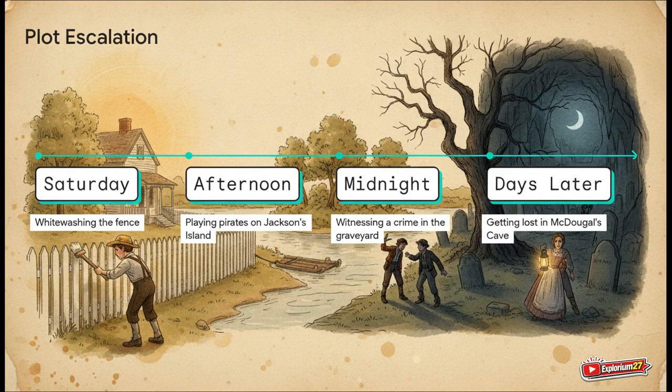But that innocent childhood play is completely shattered at midnight when the boys witness a terrible crime in the graveyard. And this eventually culminates, days later, in genuine life-or-death suspense when they get hopelessly lost in McDougal's cave. It literally transforms from a slice-of-life comedy into a high-stakes thriller.